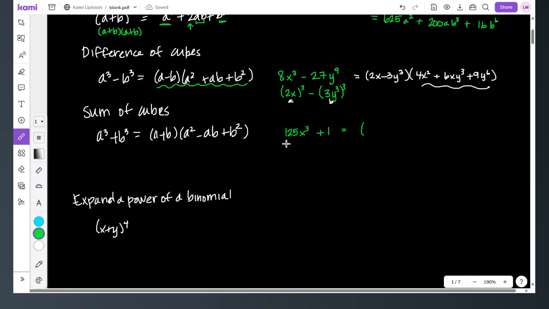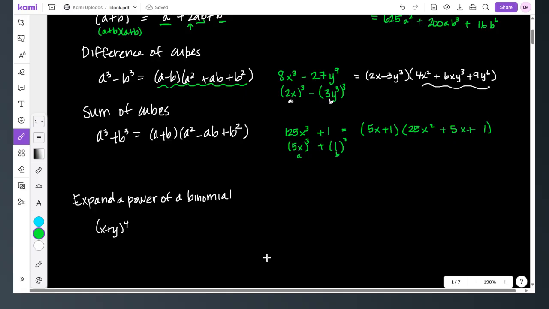So the cube root of 125 is 5, and the cube root of 1 is 1. So we just want 5x plus 1. And then we'll start with the squaring. So 5x squared is 25x squared, then 5x times 1, which is 5x, plus 1 squared. So remember this was a and b. So that's it for that one.